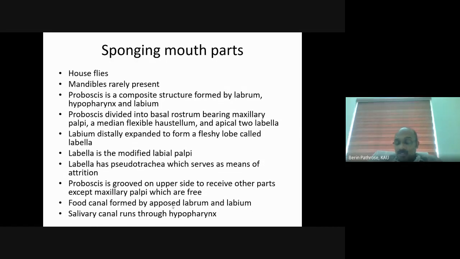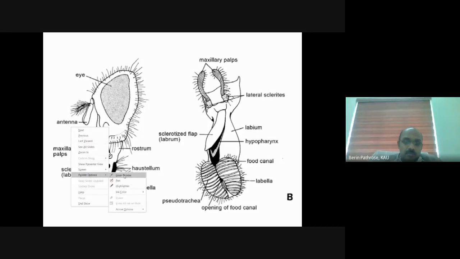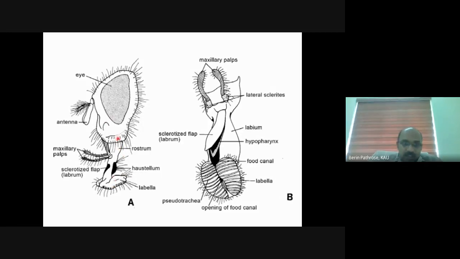One is labium, then labrum, and hypopharynx. So the proboscis is a composite structure formed by labrum, epipharynx, hypopharynx, and labium. The proboscis is divided into three parts. This is the proboscis, this is the head. This basal part of the proboscis is called the rostrum. The middle part is flexible, and this middle part is called the haustellum. And the distal part of the proboscis, the tip of the proboscis, is called the labella.